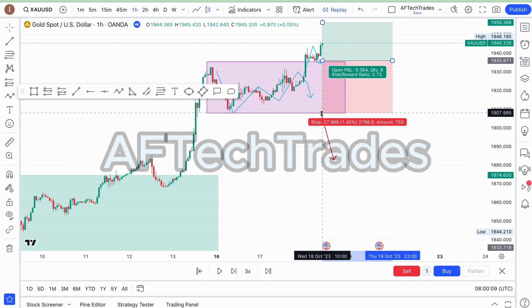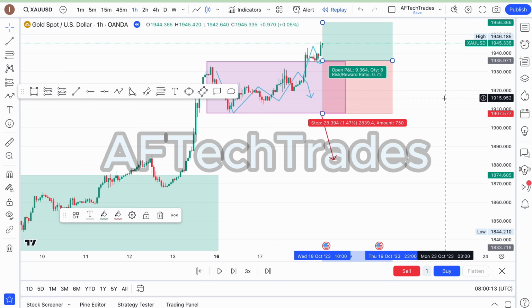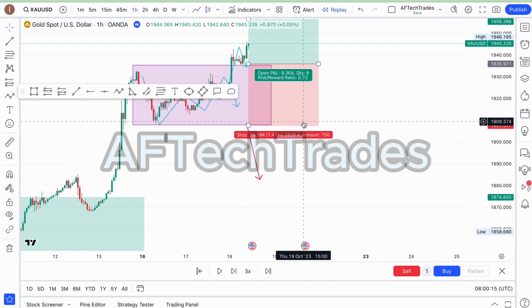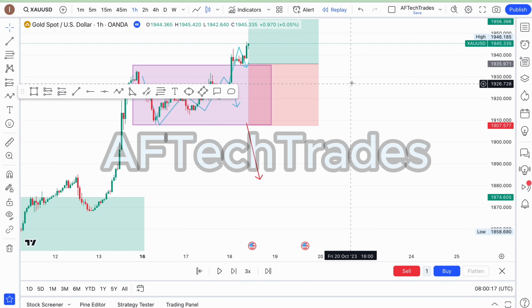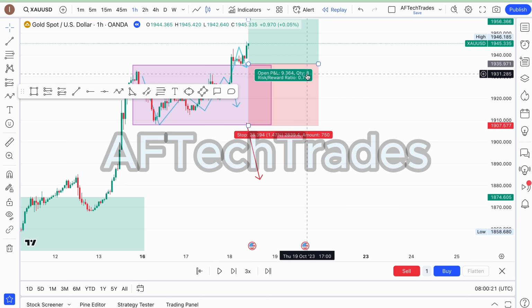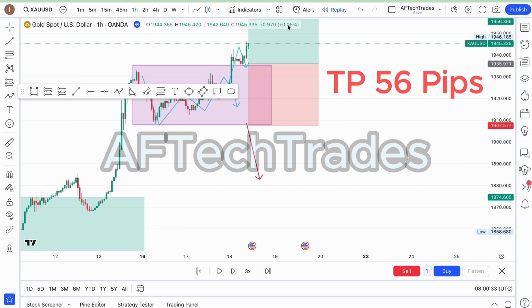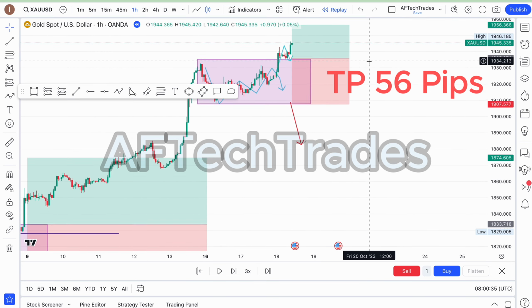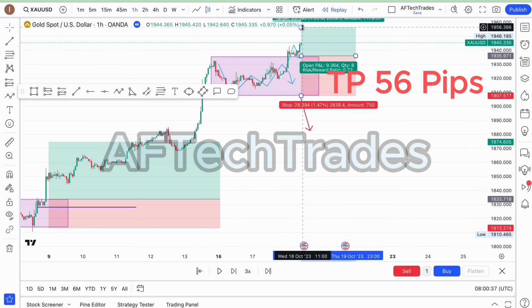Our stop loss will be just below the trending area, right? And how many pips is this? 28 pips. So what will our take profit be? We said 28 pips, and 28 times 2 will give us 56 pips. So our take profit will be 56 pips.